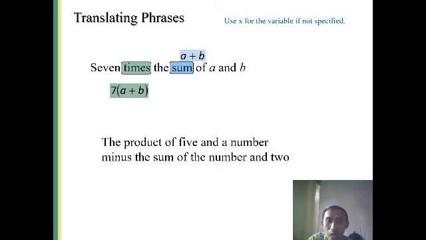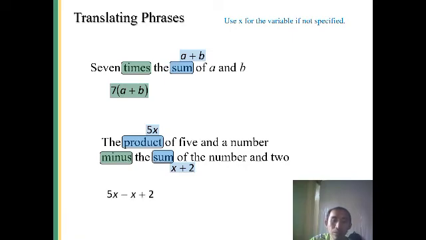The product of 5 and a number minus the sum of a number and 2. Of course, the minus is our operation, and the keys are product and sum. So we have 5x, then the sum of a number and 2. So we have 5x minus x plus 2. It's not that, but the correct one is this one: 5x minus, open parenthesis, x plus 2.